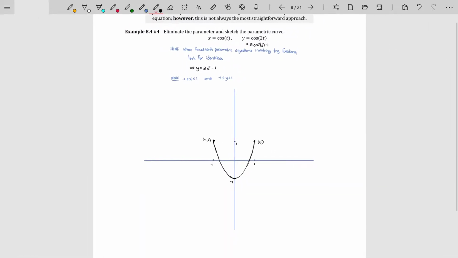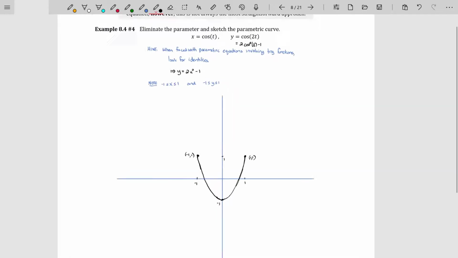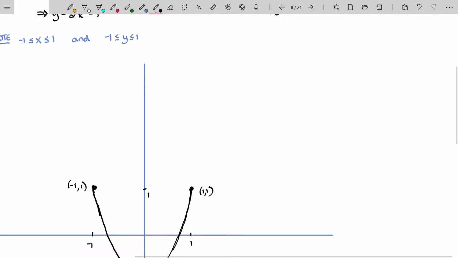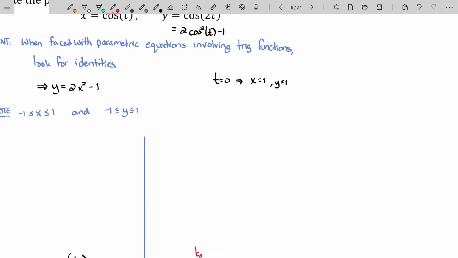Now, the piece that's going to be really interesting is the path of travel. Let's go ahead and start with just t equals 0, just to see what this looks like. When t is equal to 0, that will imply that x is equal to 1 and y is equal to 1. So at time 0, we have this point, I'll call it t sub 0. That's our initial time value.